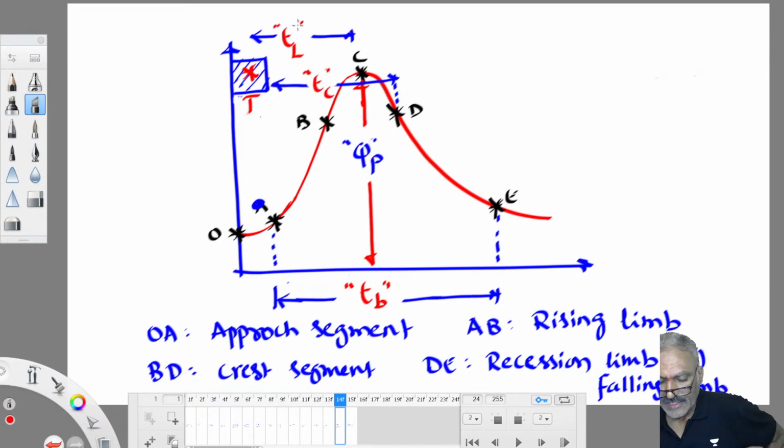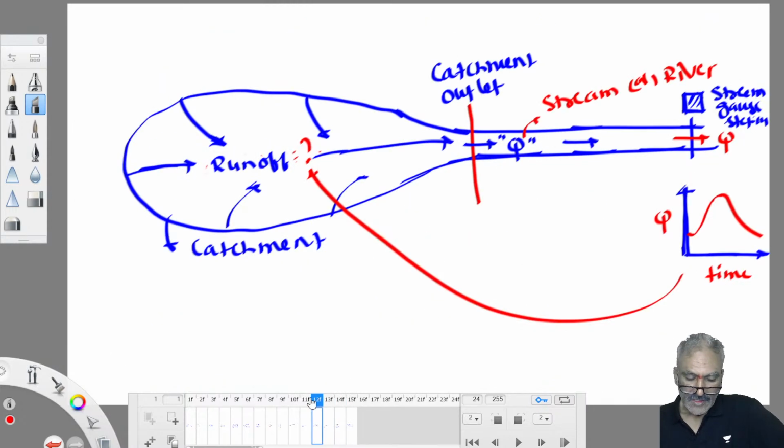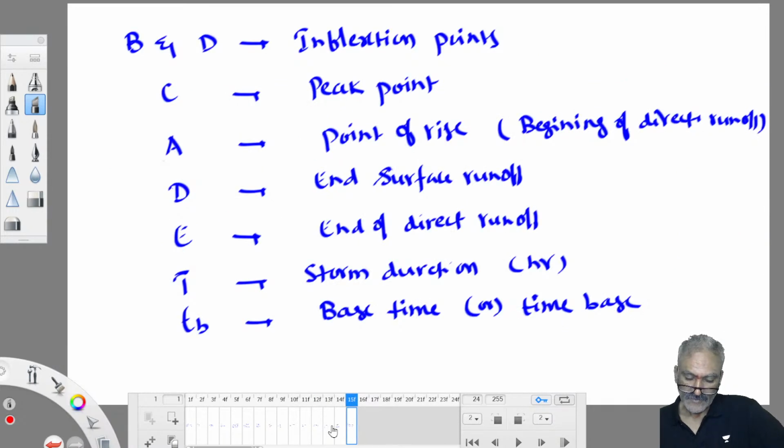So time of concentration means what? Time taken by the runoff to reach the point in the catchment where exactly this runoff is measured. This is the farthest point in the catchment. The time taken by the runoff to join this point from here to here, the total time taken by the runoff, is called time of concentration. Okay. This TC is known as time of concentration.